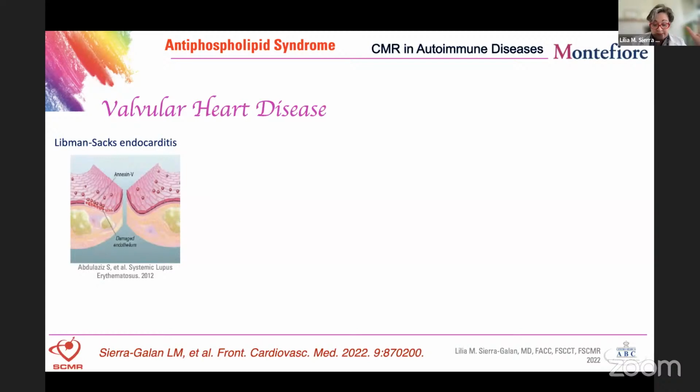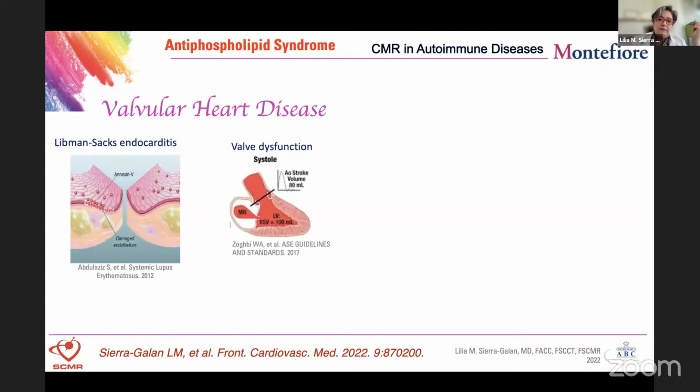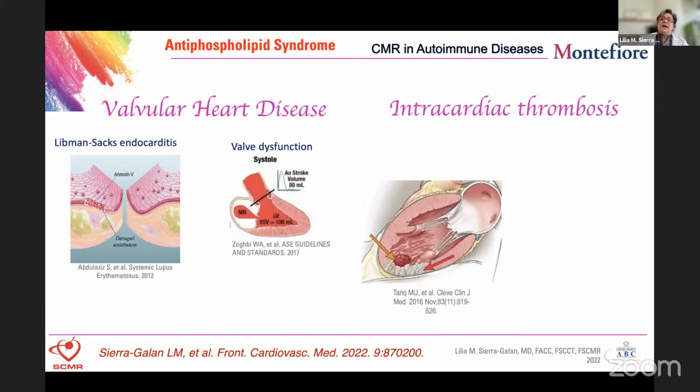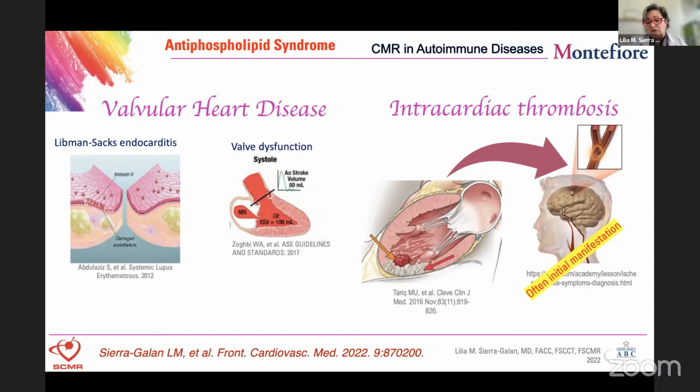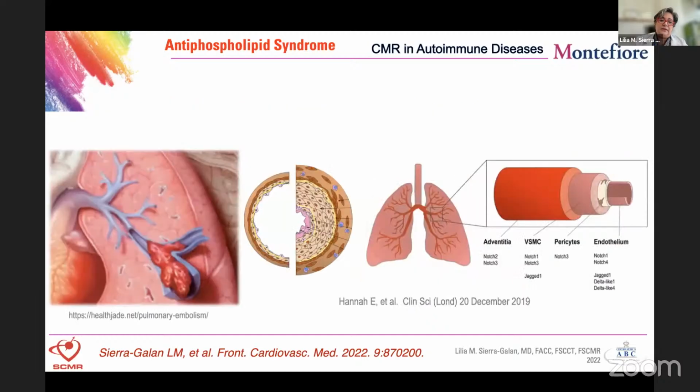It could be present in different ones. Then the valve dysfunction again, and a very typical finding, which is intracardiac thrombosis. The intracardiac thrombosis could also embolize to the brain, and sometimes that is its initial manifestation. So frequently the initial manifestation is a stroke, and then the diagnosis of the autoimmune disease is made.